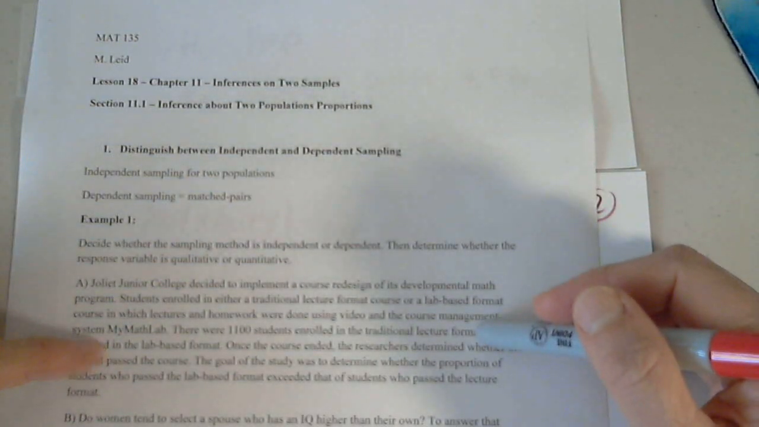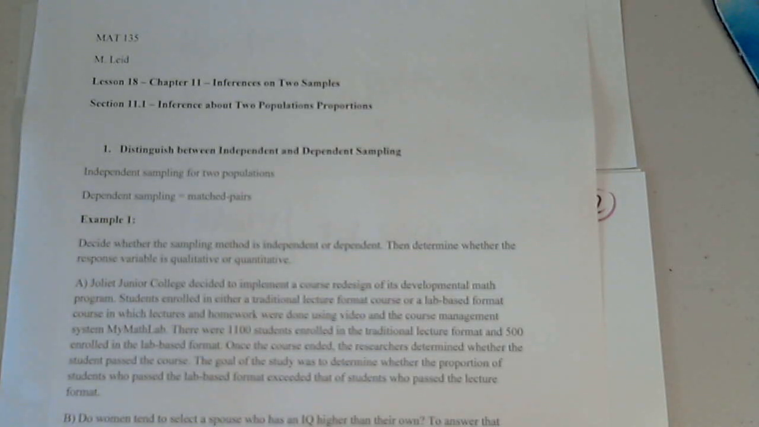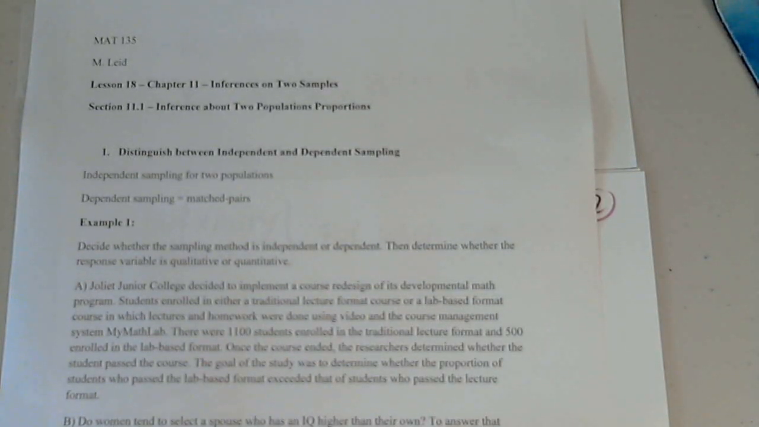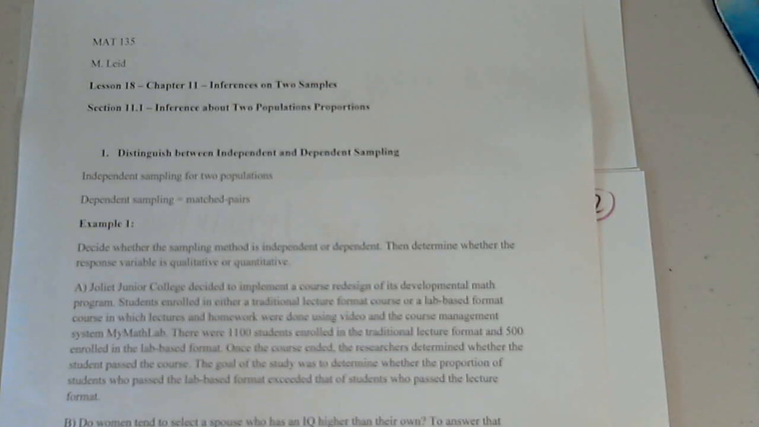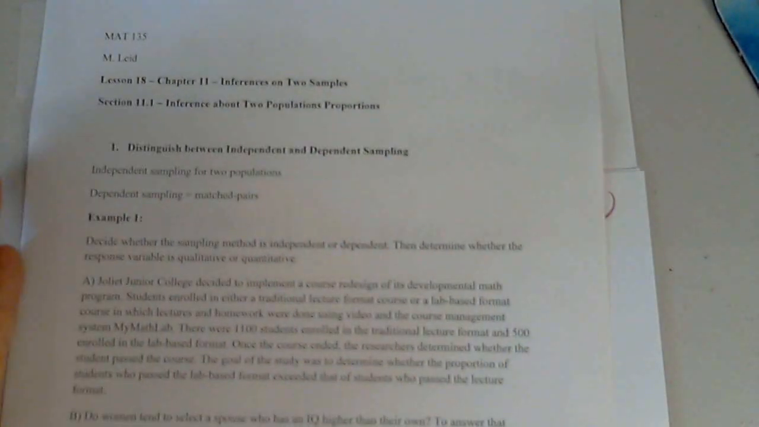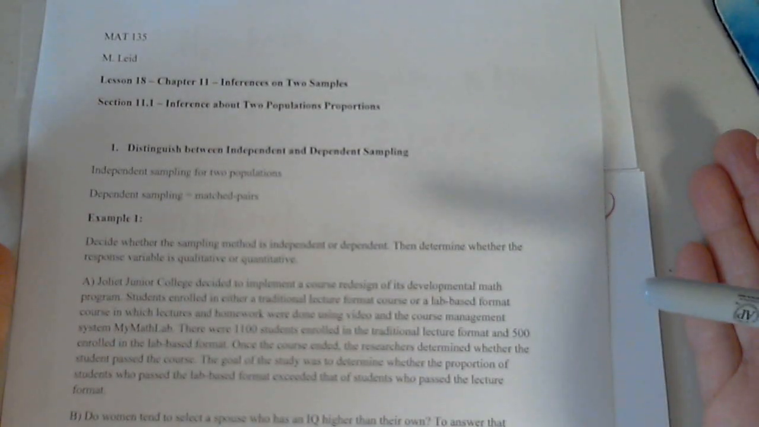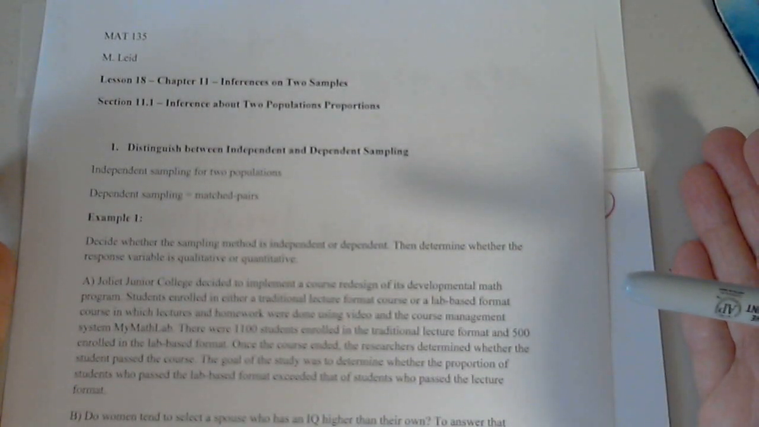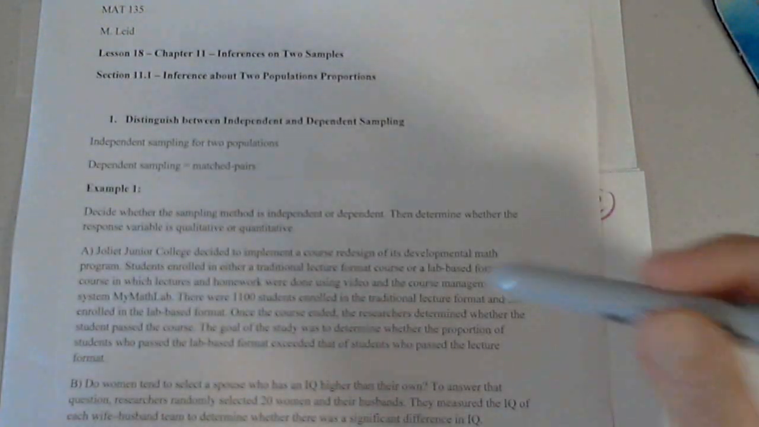So this is independent. Do women tend to select a spouse who has an IQ higher than their own? To answer that question, researchers randomly selected 20 women and their husbands. Now this is a different story. So if I select a woman here, I have no choice but to select her husband in the other sample. So they measured the IQ of each wife and husband to determine whether there was a significant difference in IQ. This is definitely dependent. Once I select person A, I have no choice. I am forced to select her or his spouse in the second sample. So this is independent, but this is dependent. Okay.